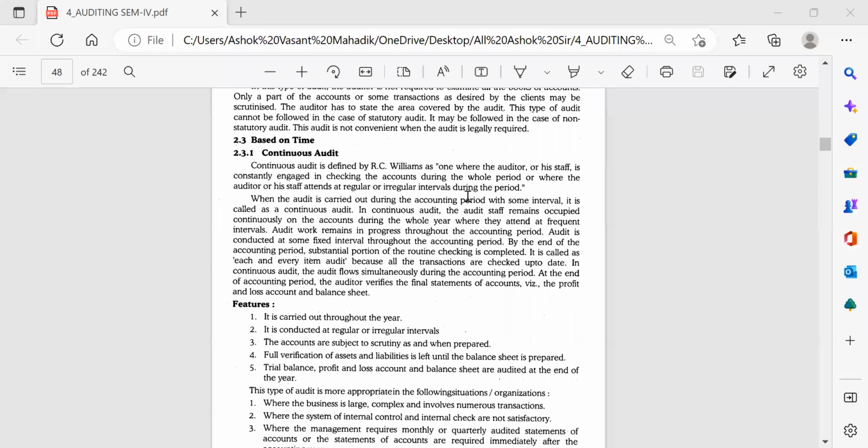Like you may be knowing some scholar students, they study throughout the year. They don't wait for vacation. They study throughout the year, just like that. In case of continuous audit, the auditor or his staff continuously visits the client place and keeps checking books of accounts. There are various advantages of this continuous audit. Now let us go through the features of continuous audit.